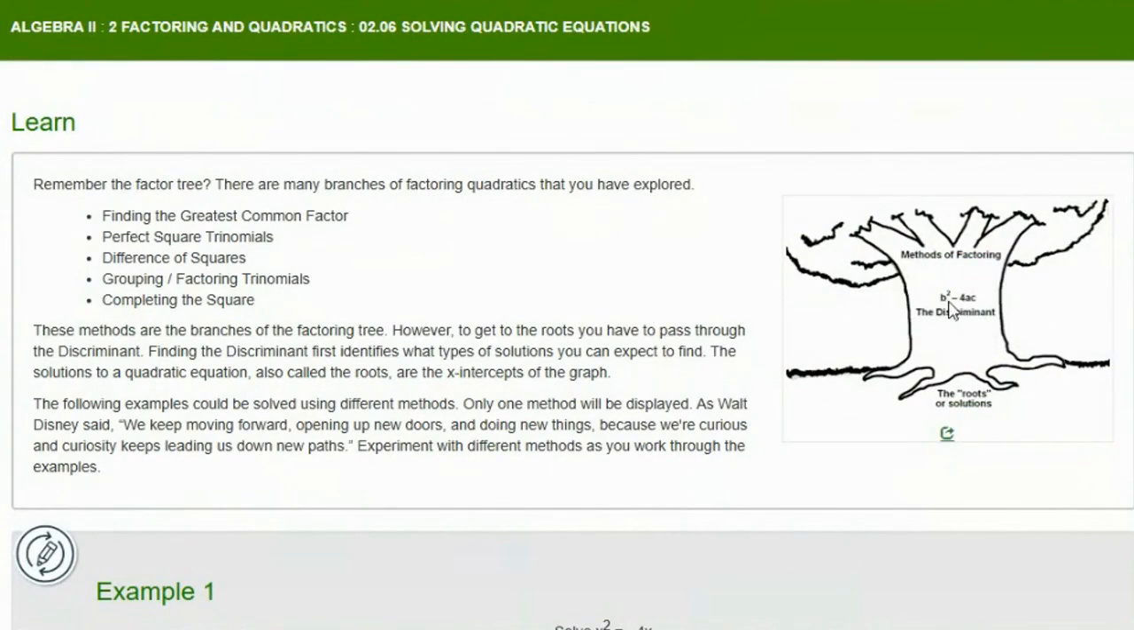Remember this factor tree we looked at a while back? Everything goes through the discriminant to tell you where it goes. There are many branches. Finding the greatest common factor, we've done that. Perfect square trinomials, we've done that. Difference of squares, we just looked at that problem. Grouping, factoring trinomials, and completing the square. These are all things we've done in the last few weeks. These methods are the branches of the factoring tree. But to get to the roots, you have to pass through that discriminant. Finding the discriminant identifies what kind of solutions you can have.